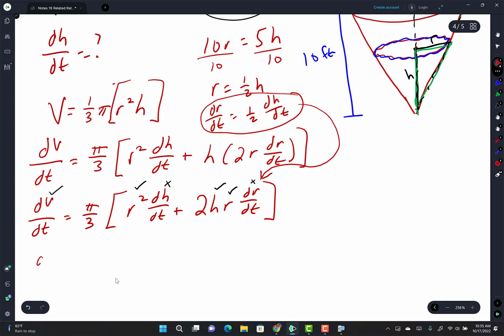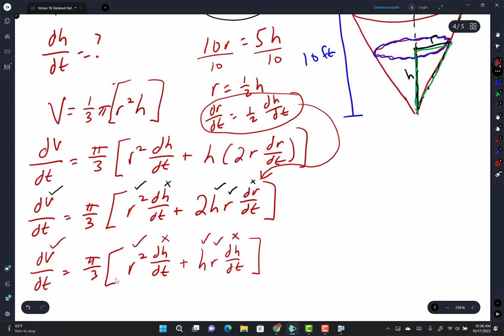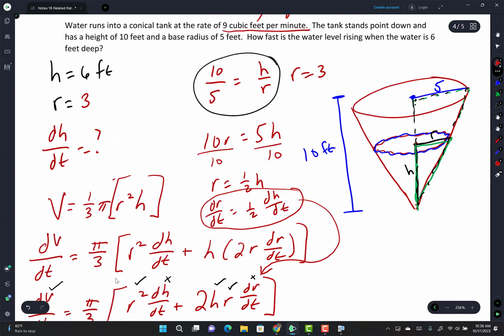I'm going to write it one more time. dV dt equals pi over 3, bracket r squared dH dt. And then if I'm going to plug in 1/2 dH dt, what's going to happen to that 2? Cancels out. So plus hr dH dt. Is everyone okay? Now look at this. I have it. I don't have it. Can I solve now? Yeah. So let's see. Hook me up.